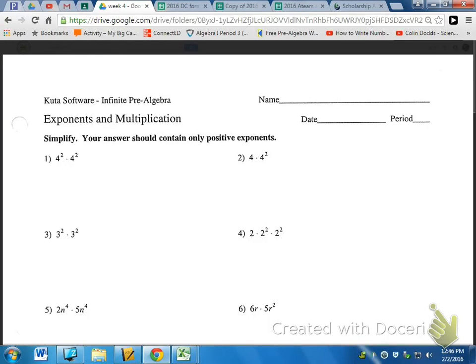So this one in Google Classroom, this is actually week 4, and the title of the page is Exponents. So go ahead and just put exponents at the top of your paper. And what we're going to talk about with exponents is if you are multiplying the same base. So let's talk about base and exponent.